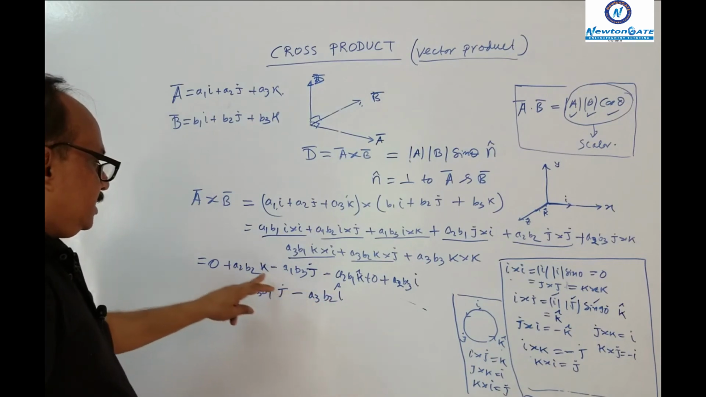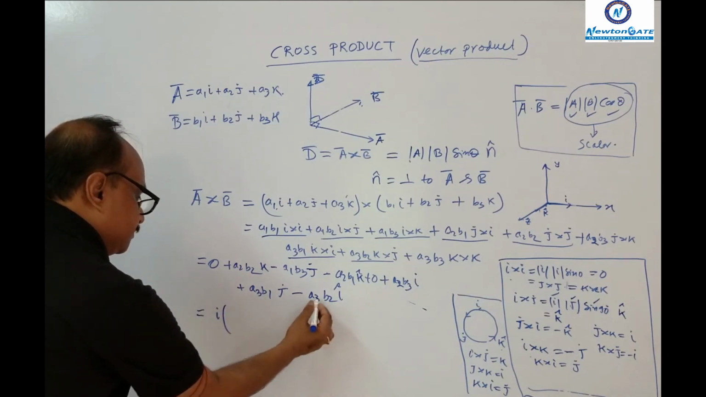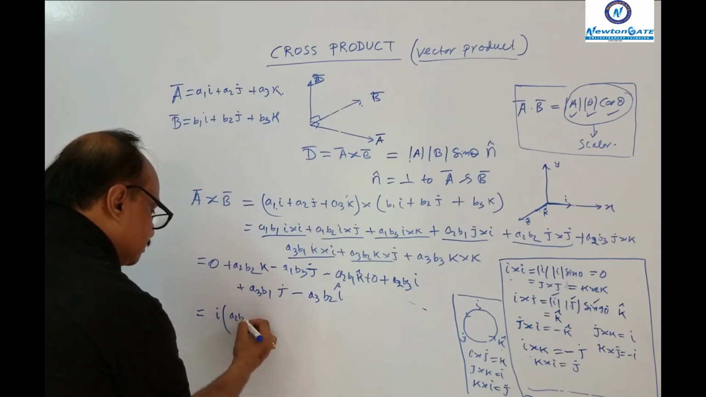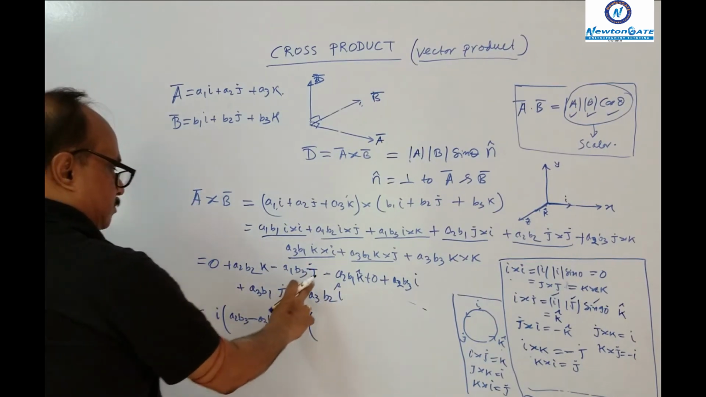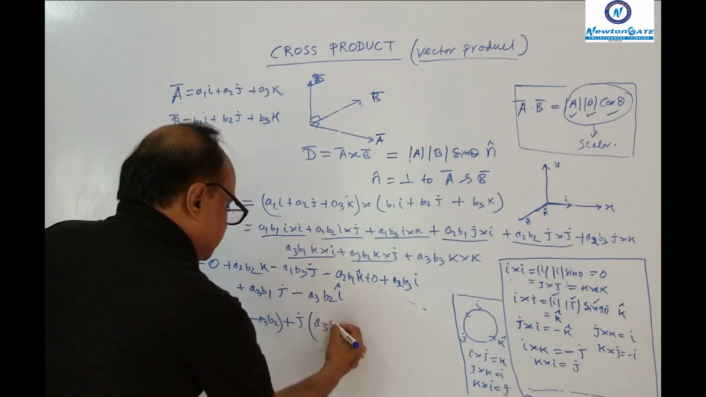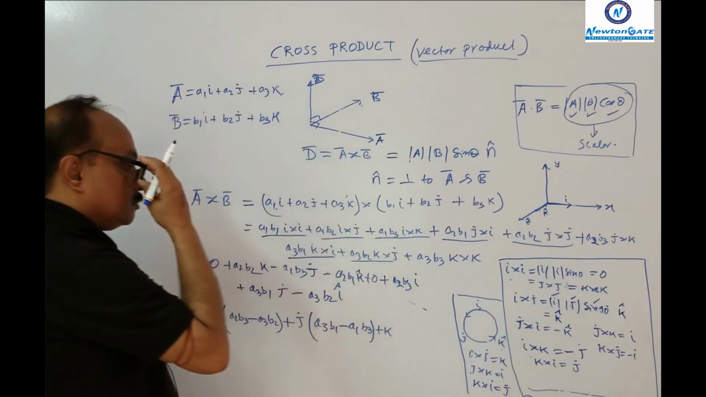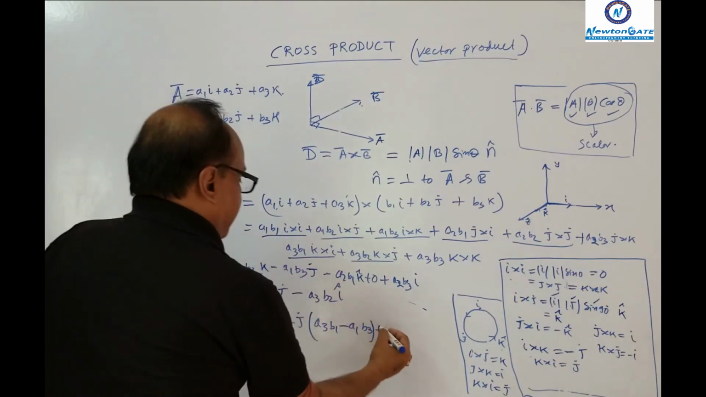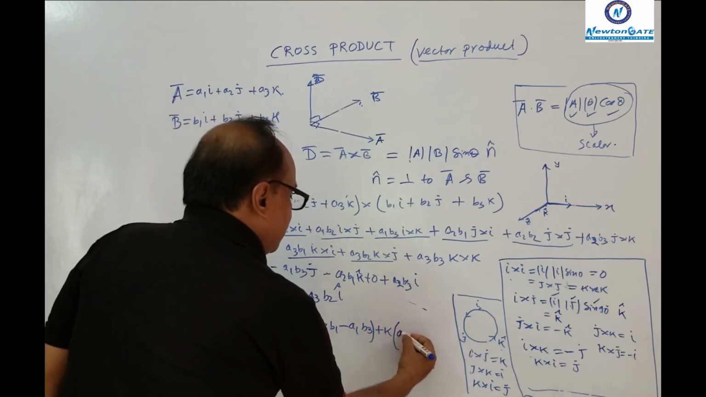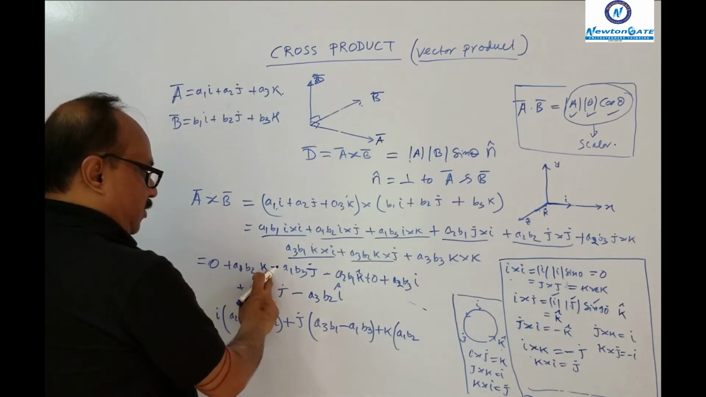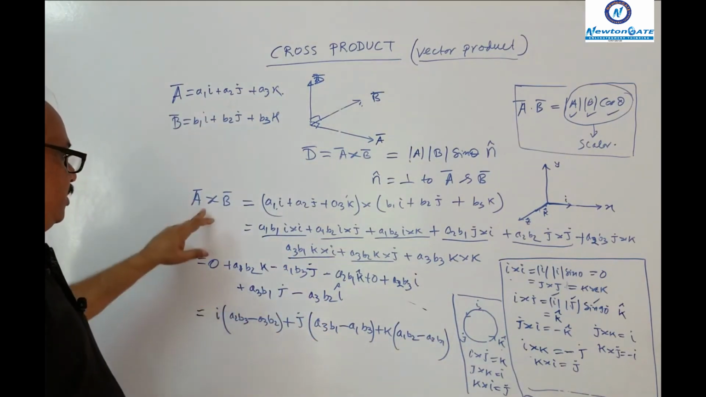So you see that 6 things will be there: 1, 2, 3, 4, 5, 6. Now if I segregate all the I's, you will get A2 B3 minus A3 B2, plus J. If you segregate J, you will get A3 B1 minus A1 B3, plus K. For K, you will get A1 B2 minus A2 B1. So this is the thing we get after doing A cross B.